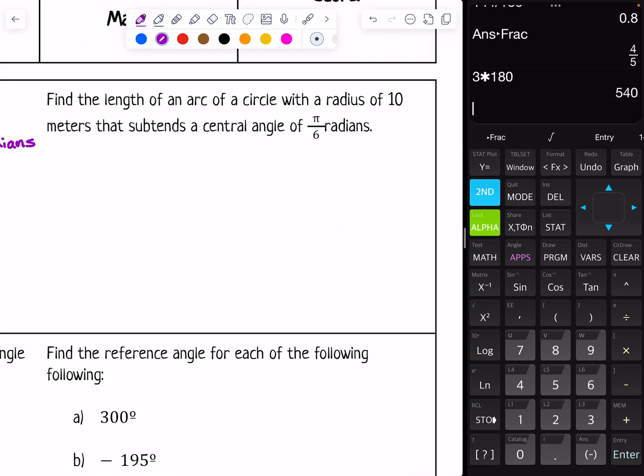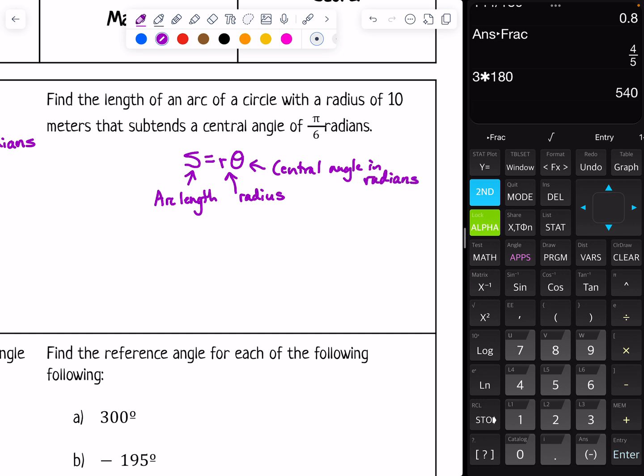Okay, for the second part of this question, it says find the length of an arc of a circle with a radius of 10 meters that subtends a central angle of pi radians. So we need to use our arc length formula with a central angle that's in radians. So remember, S equals R times theta. S is our arc length. R is the radius. And then theta is the central angle in radians.